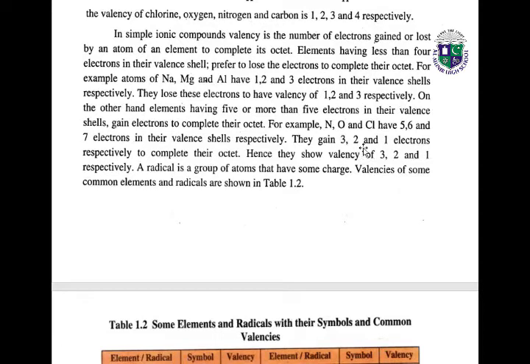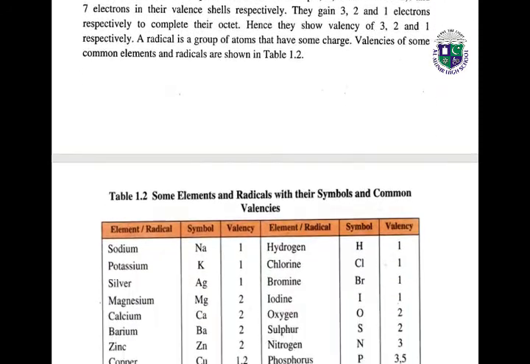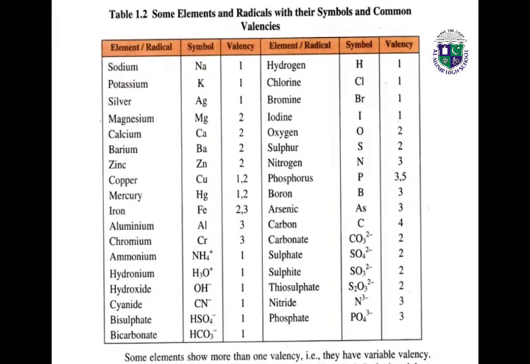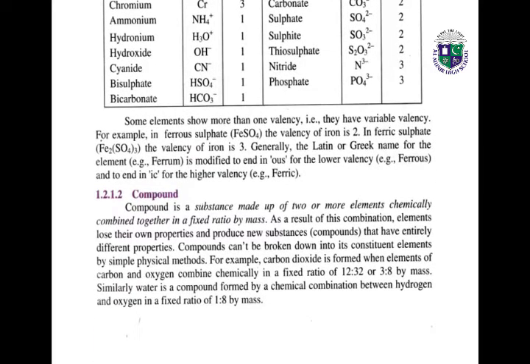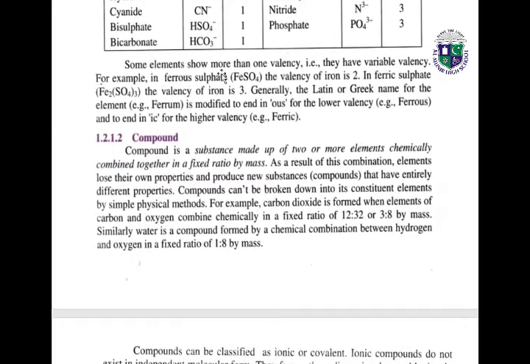They gain 3, 2 and 1 electrons respectively to complete their octet. Students, here we have Table 1.2 which shows different elements, their symbols and their valencies. You have to learn this table and remember it properly. Some elements show more than one valency, they have variable valency. For example, in ferrous sulfate FeSO4, the valency of iron is 2. In ferric sulfate Fe2(SO4)3, the valency of iron is 3.